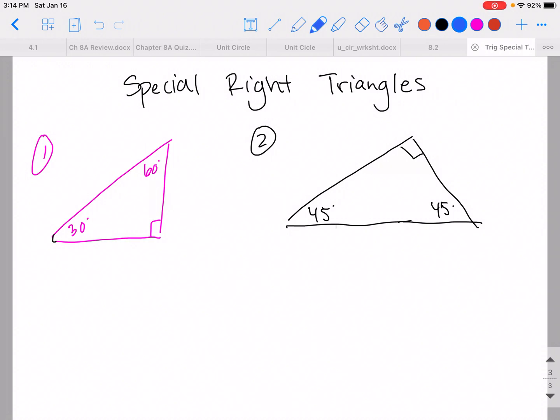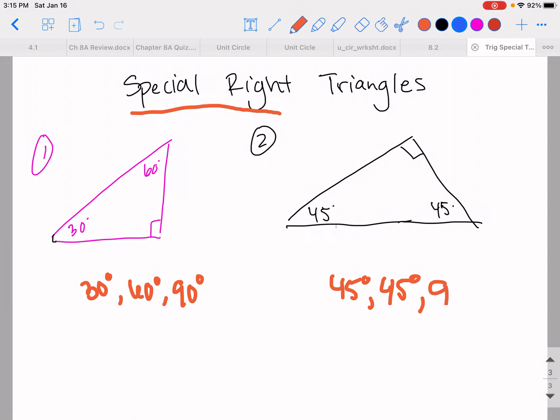Right, hey everybody, this is chapter 8, and we're not going to go into the book today. We're just going to review special right triangles from Math 2. What I mean by special right triangles is there's two types. One is called a 30, 60, 90 triangle, so you have angle measurements of 30, 60, 90. And the second special right triangle is the 45, 45, 90 triangle.